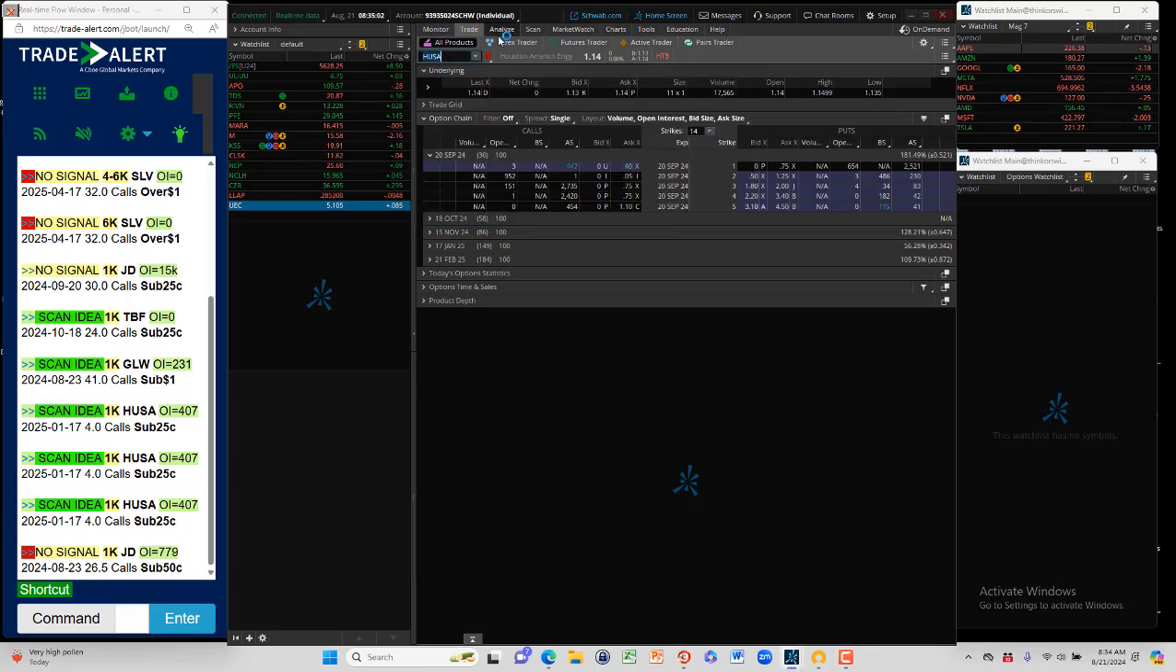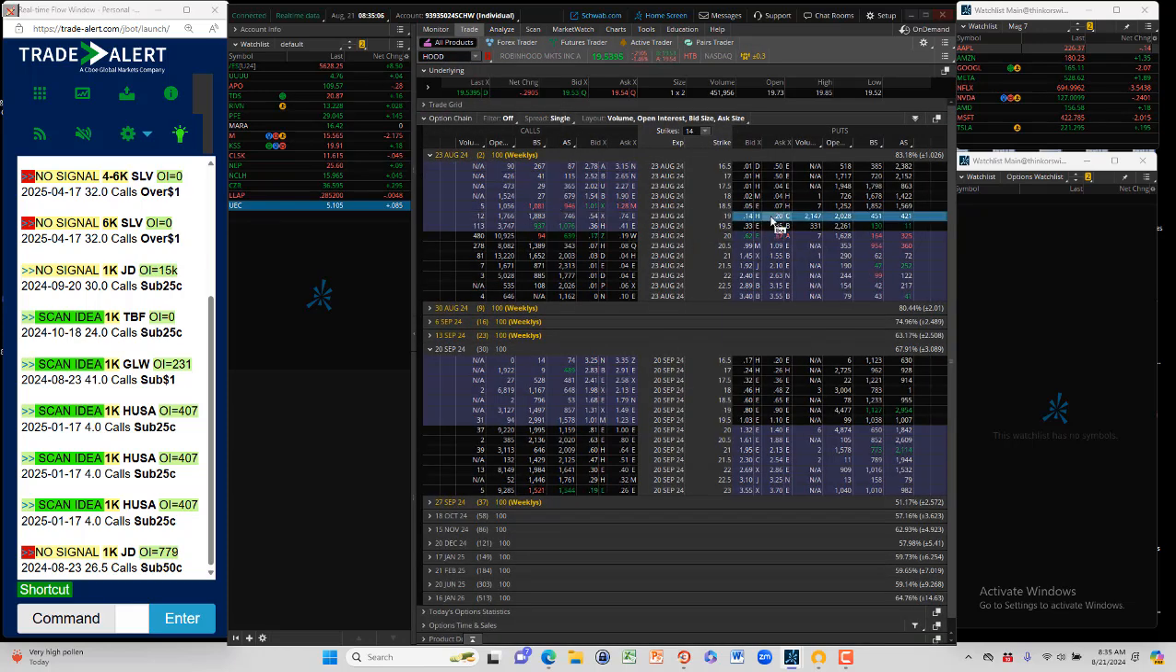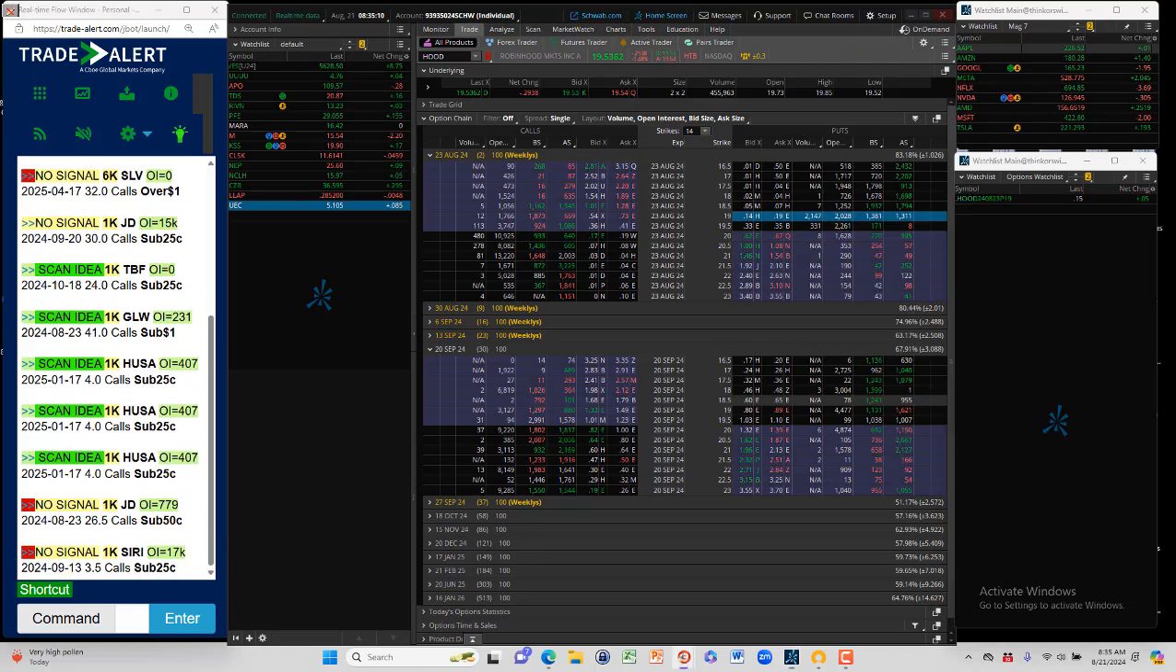Robinhood 19 puts trading here. Those hitting day trade and penny spike. They hit at 14 cents here in Robinhood. So day trade and penny spike. Buyer of Hood, 8/23/2024, 19 puts for 14 cents. I'm not going to take these, guys.